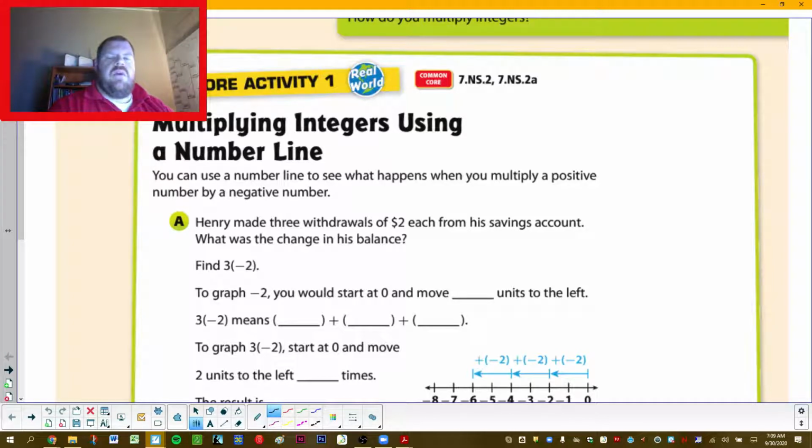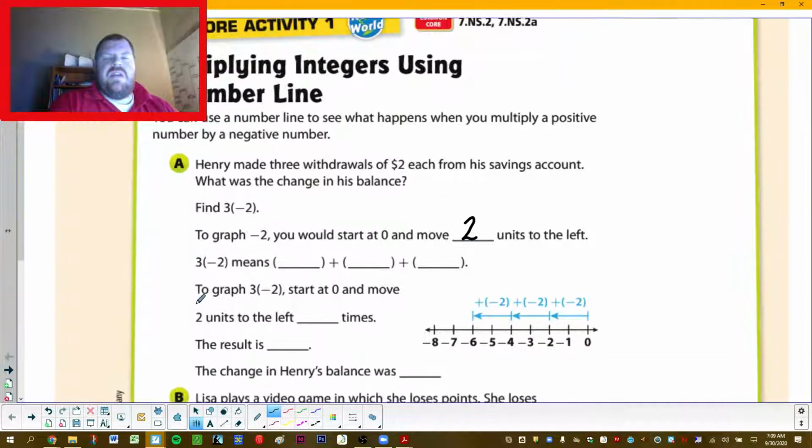Okay. So Henry made 3 withdrawals of $2 each from his savings account, and we want to look at what is the overall change in his balance. Now, the issue I have is, how is he going to take $2 out? But okay, he wants to take $2 out every time. So here it says to graph -2, you would start at 0 and move 2 units to the left.